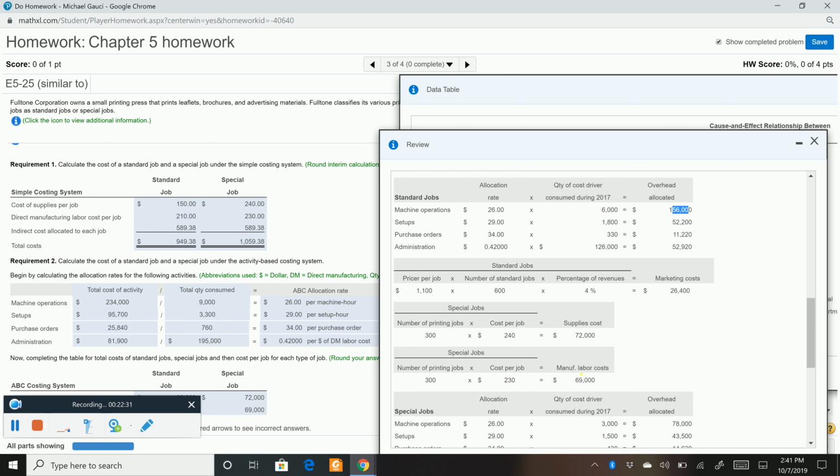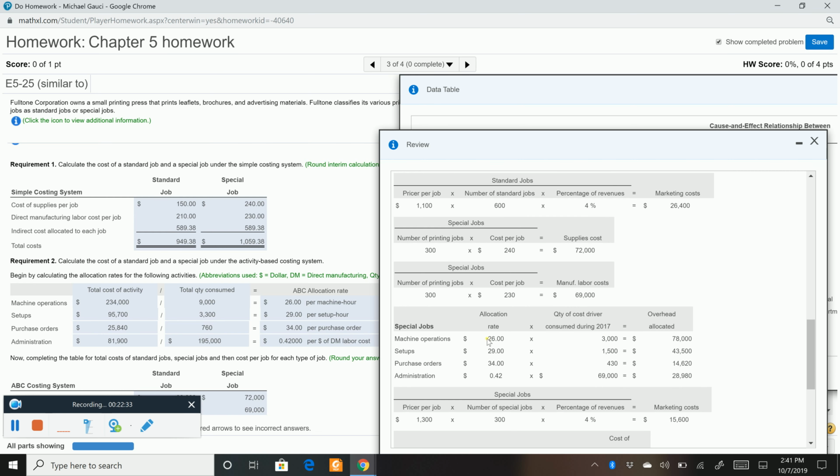Now how about the special job? If you recall, 300 special jobs times 10 hours per job is 3,000 machine hours, times our new ABC allocation rate of 26, we will allocate $78,000 for machine operations. So that's the first one.